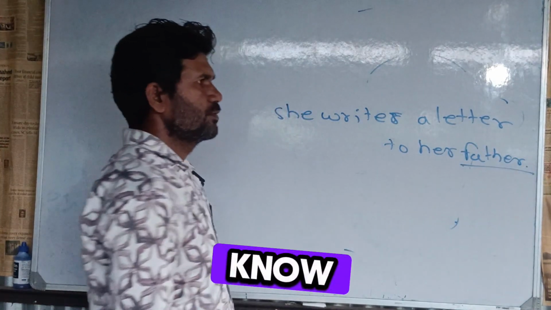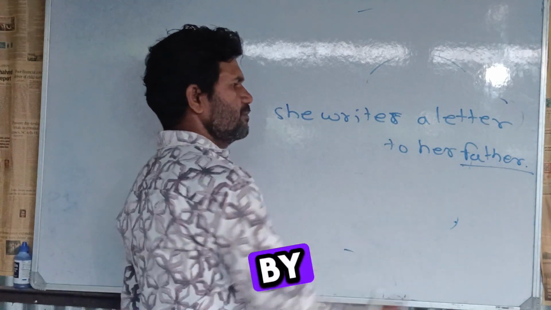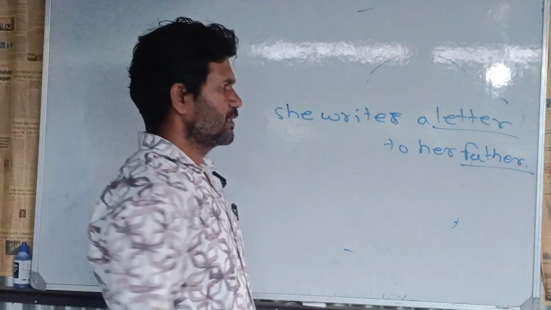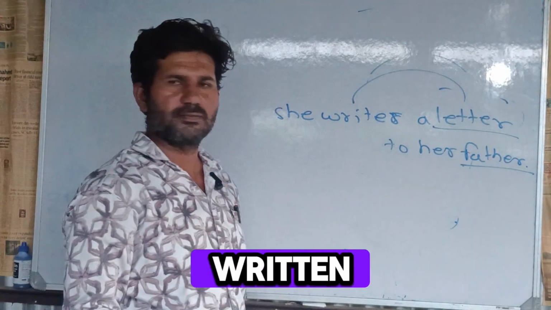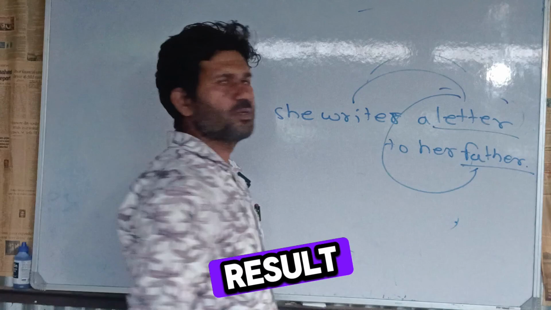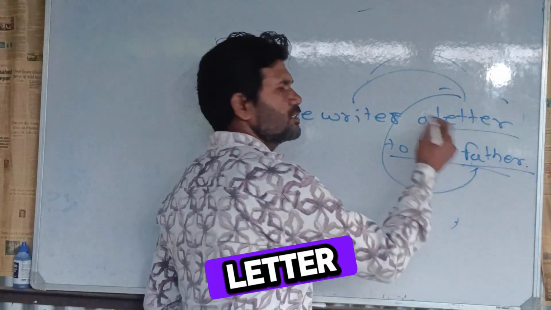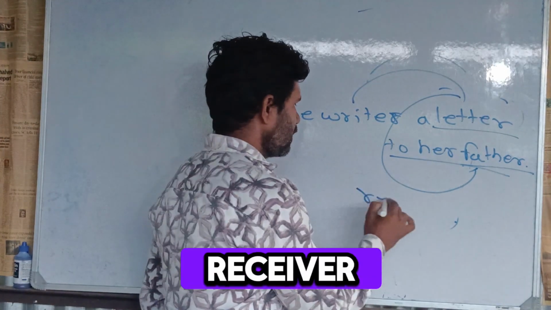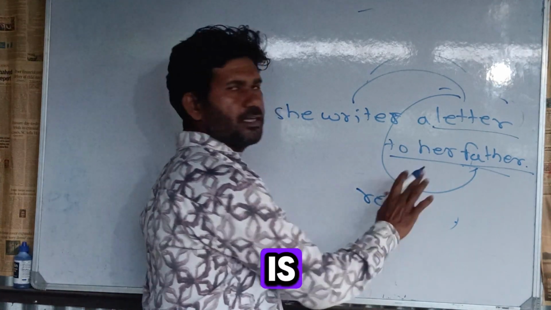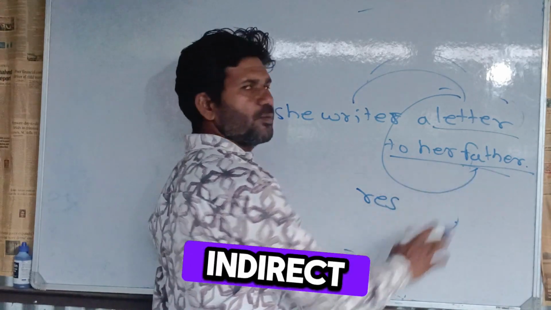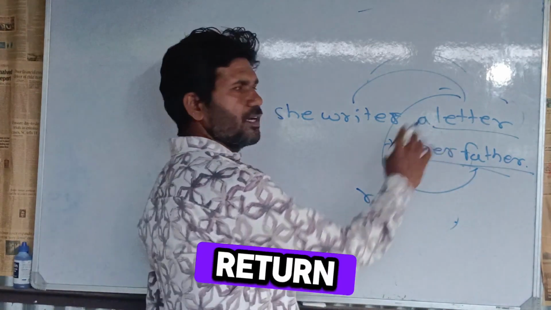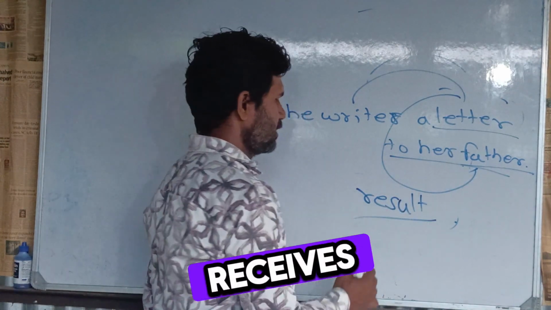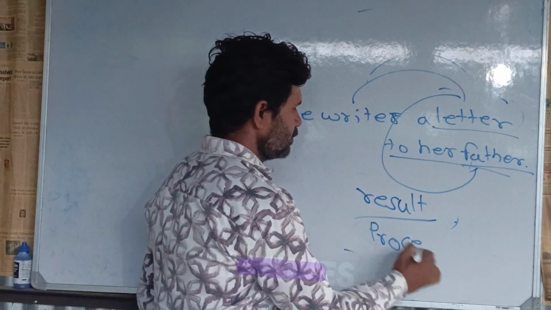So now we know the result is received by her father. The result comes later. When it is processed or developed or written, the result is received by her father. So the letter is for her father. The result is received by her father. So the receiver of the result is the indirect object. Indirect object receives the result that comes later. Indirect object receives the result, and direct object receives the process.